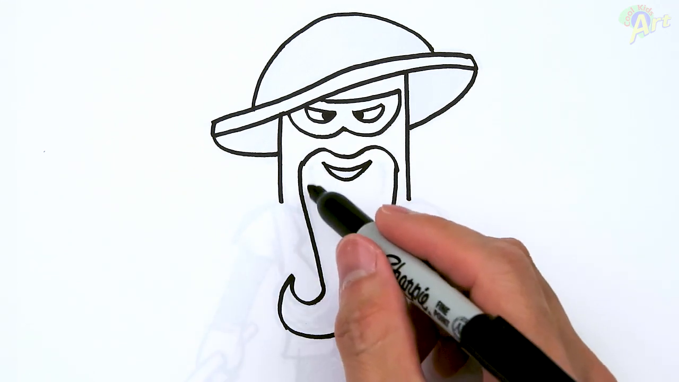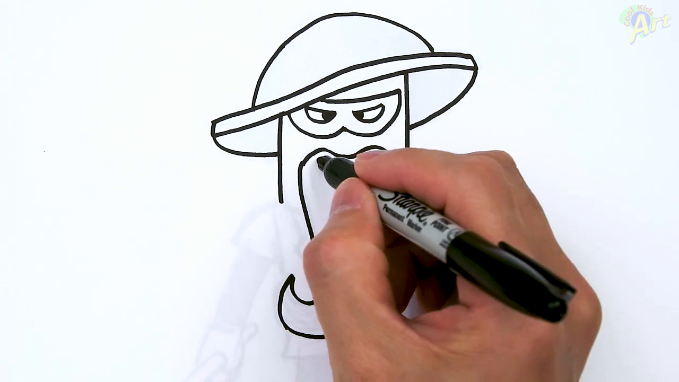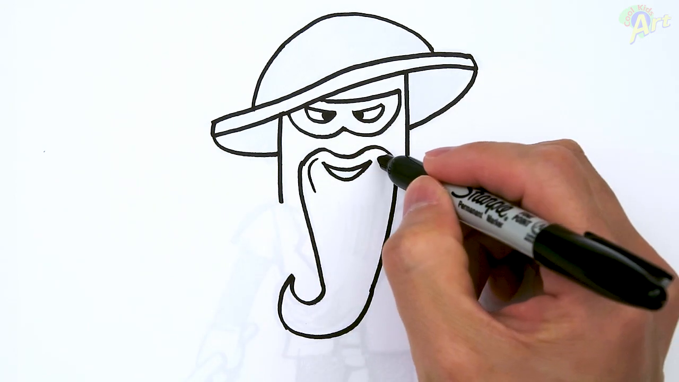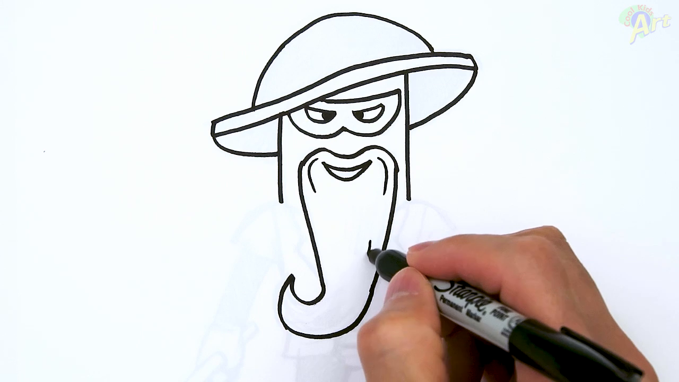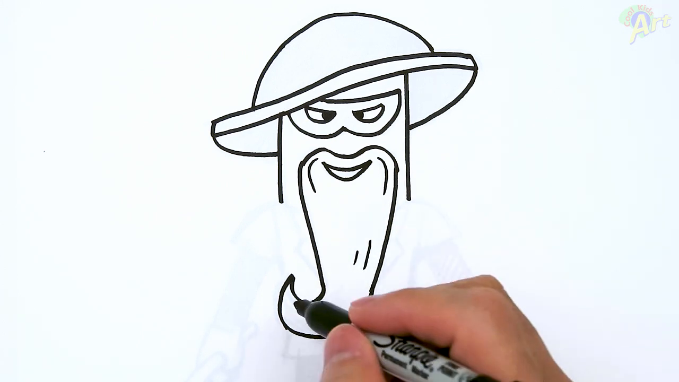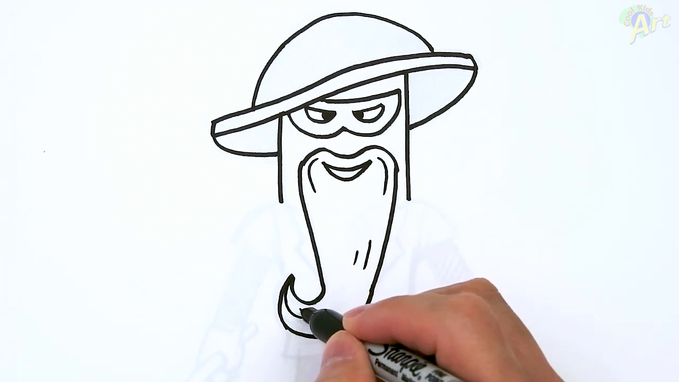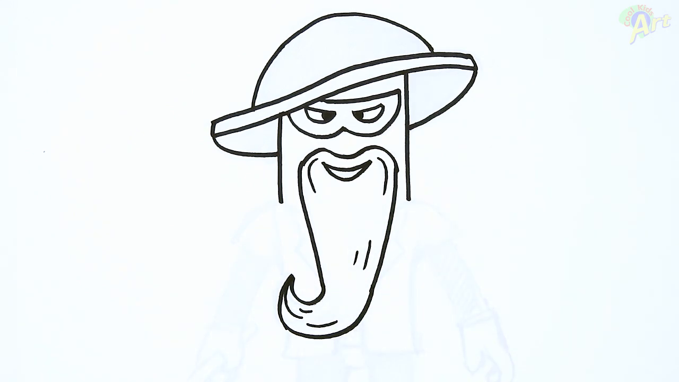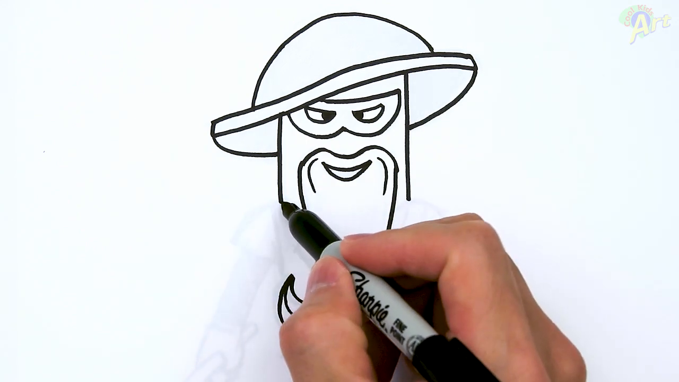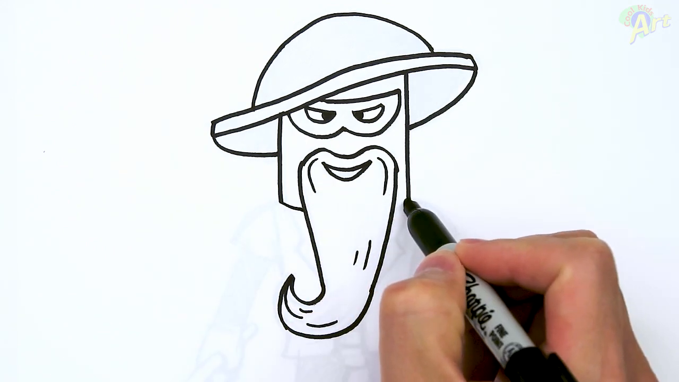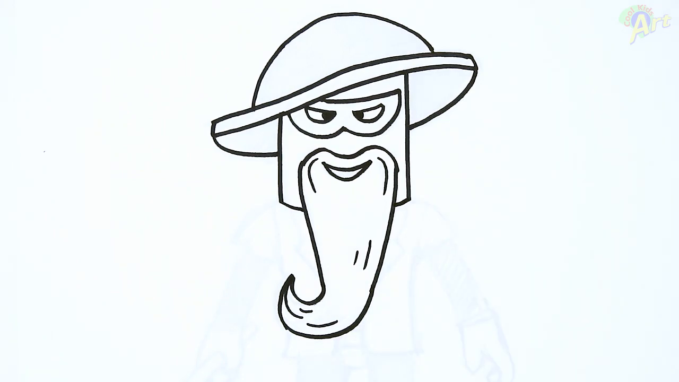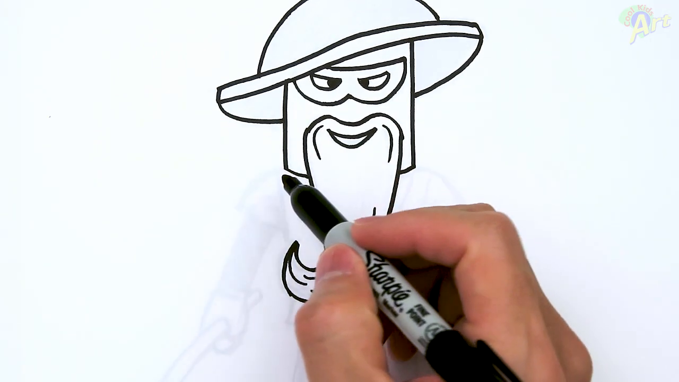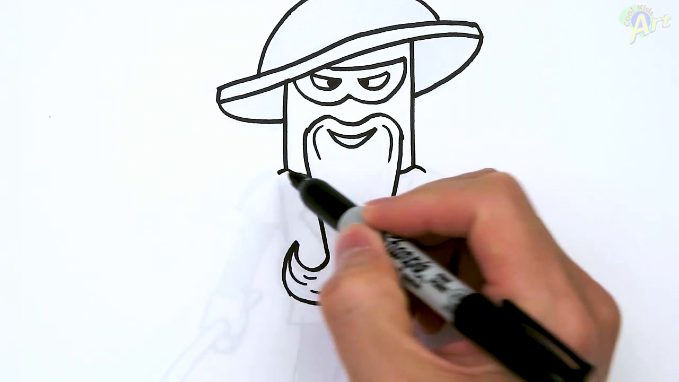And if you want to add a little bit more detail to the mustache, just add a couple of lines right here just to show the strands. Just kind of follow the flow. Okay, and then from here, just kind of curve in, slant in, and that'll give us the head shape. Okay, so now let's draw on the body. Here's the shoulder. I'll just come out slightly.